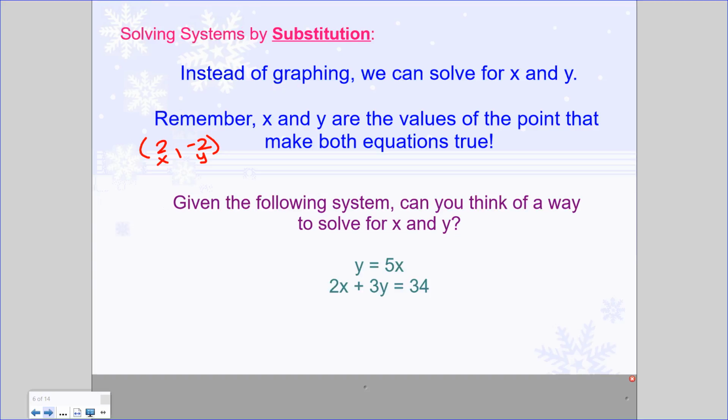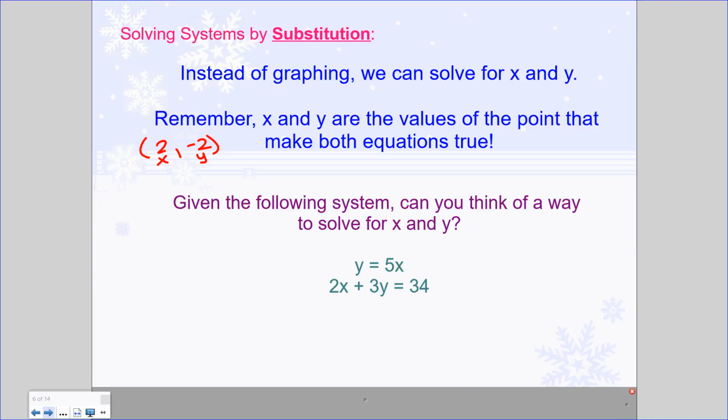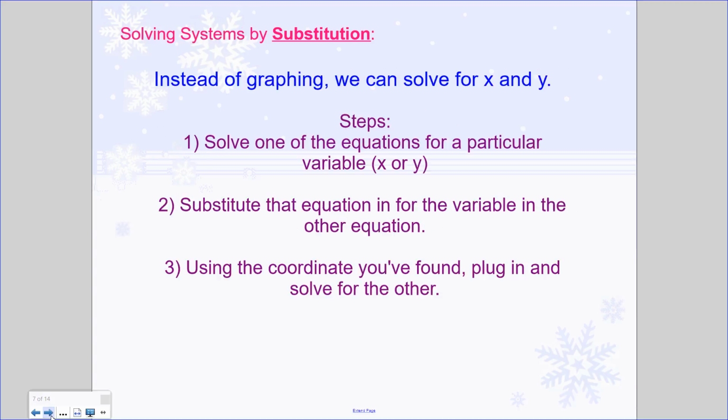Now in class, I'm having students just play around with the following system, y equals 5x and 2x plus 3y equals 34, to just see if they can figure out a way to solve for x and y to get solutions that work for both. But since we are just making a video right now, I'll go ahead and go through the process and then show you how to do that problem with these steps.